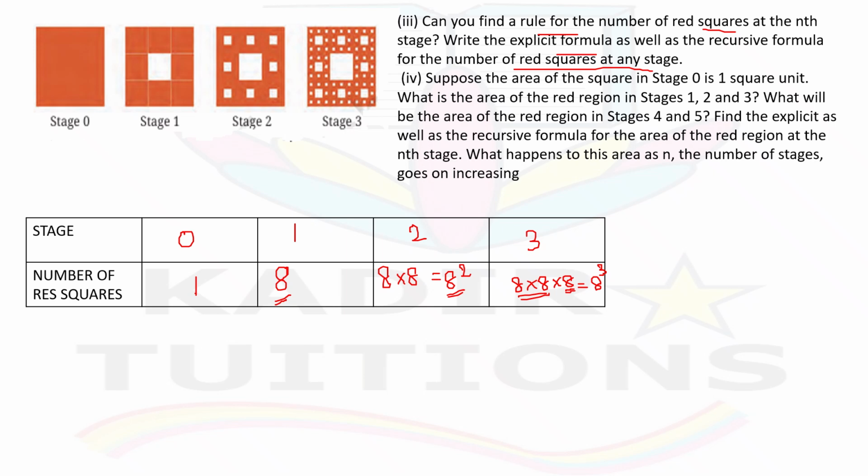So now we need to make the explicit as well as the recursive formula for this data. So what is the explicit formula? For the nth stage, what will be the number of red squares? I can write it as 8 to the power n, right? So this is our explicit formula. So how can we write that? Tn equal to 8 to the power n. So this is the explicit formula for the third question.